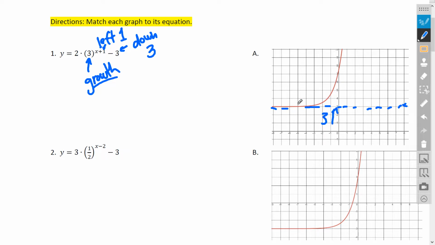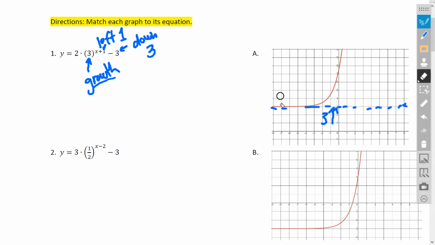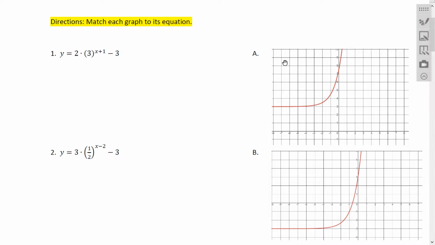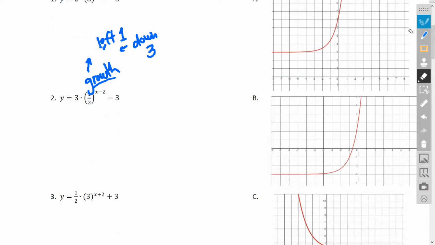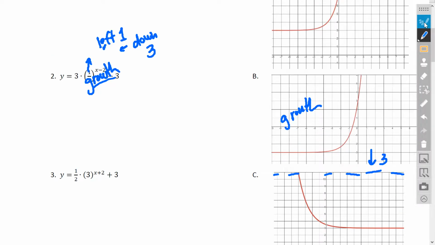Even though this is a growth graph, it's been shifted up by 3 units, not down, because it's up here at 3. So letter A is not going to do it for us. So let's take a look at letter B here then. Letter B is also a growth graph, and we can see the asymptote is down here at -3, which is where we need it to be. That's a shift down by 3 units. There are only 2 growth graphs, so if we look at letter C, now we have a good idea. This could be letter B.